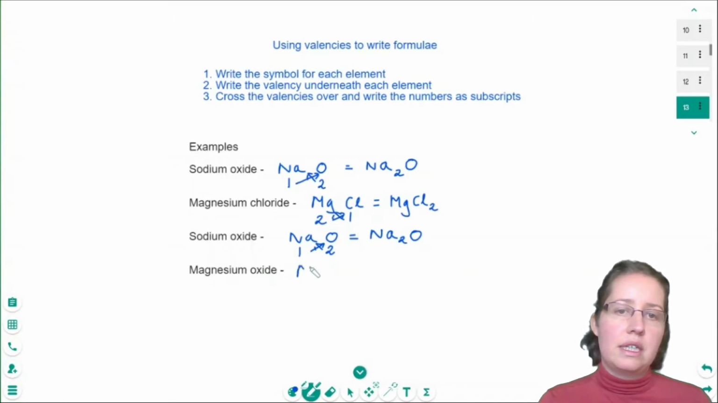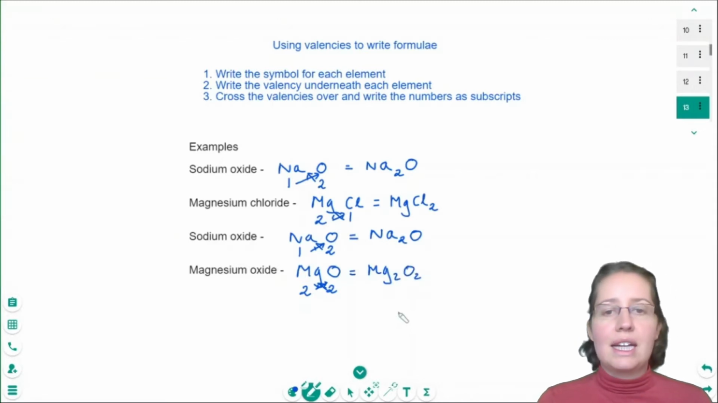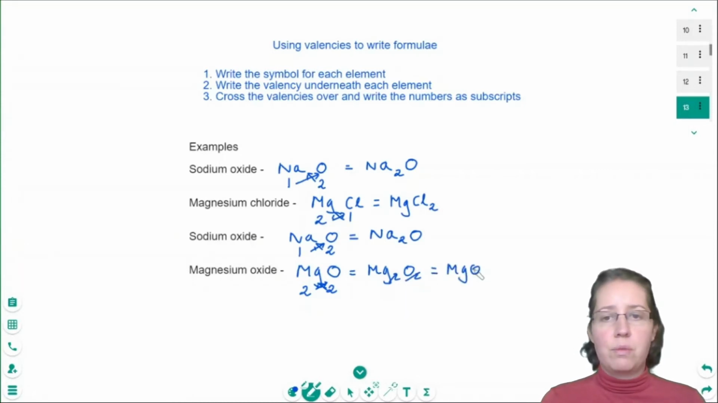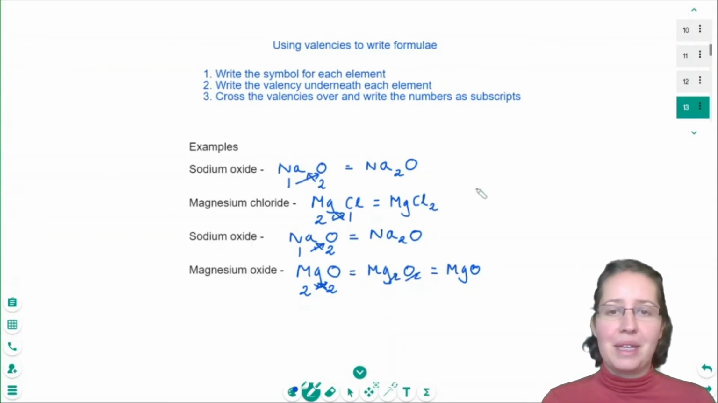Magnesium oxide. Magnesium is in group 2, so it's got valency 2. Oxygen's in group 6, so it's got valency 2. We cross them over and we get Mg2O2. As in maths, because they're both the same, we cancel them down, and that gives us MgO as the correct formula. We only tend to see this really with group 2 and group 6, so when they're both valency 2. So just remember, if you get double 2, cancel the 2s down to just give one of each element in the formula.